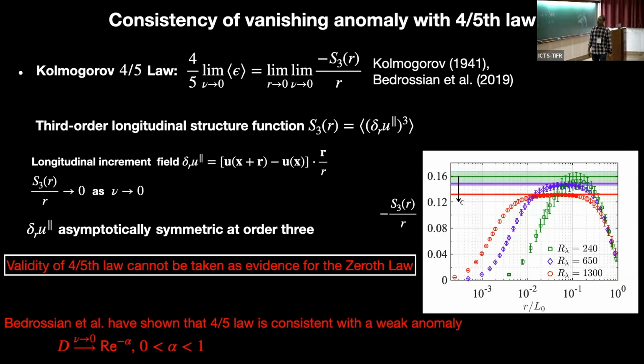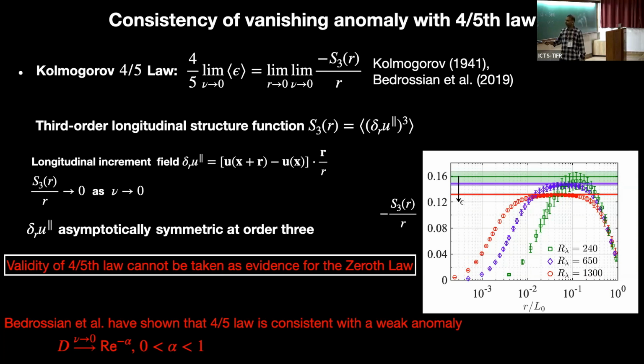This is the empirical data from our DNS. What I'm doing is plotting the right-hand side, which is minus S3 divided by R. On the horizontal axis, I'm plotting R over L0, where L0 is half the box size. I'm showing you this data for 3 Reynolds numbers, and I'm also plotting the mean dissipation for each of these simulations. Note that as the Reynolds number increases, this S3 divided by R is decreasing, and it's forming a nice plateau here, and the corresponding mean dissipation is also decreasing. So this supports the argument that the 4/5 law is consistent with the vanishing anomaly case as well.